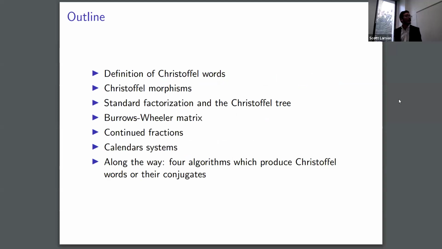So here's an outline of what we're going to hit today. We're going to start with a definition of Christoffel words. We're going to move to Christoffel morphisms. Discuss standard factorizations in the Christoffel tree. We're going to discuss the Burrows-Wheeler matrix, continued fractions, and calendar systems. And sprinkled in, there are 4 algorithms that we have which produce Christoffel words or their conjugates.